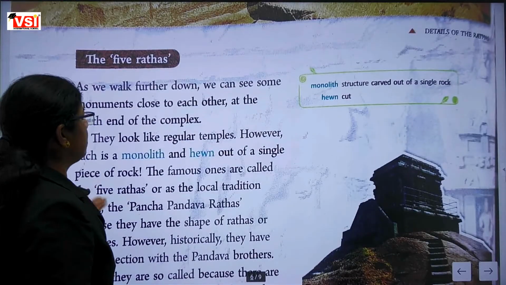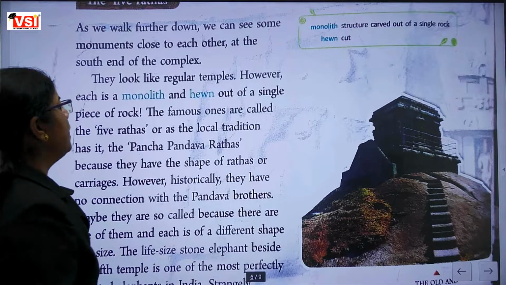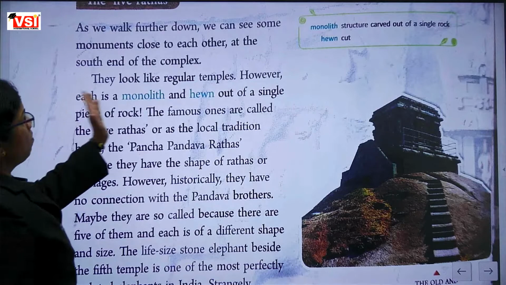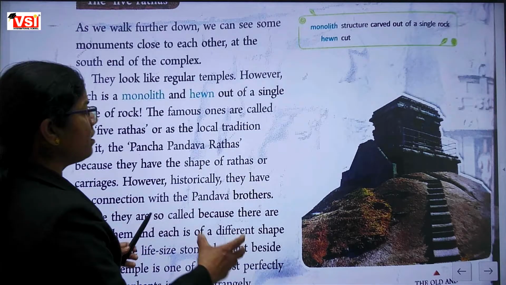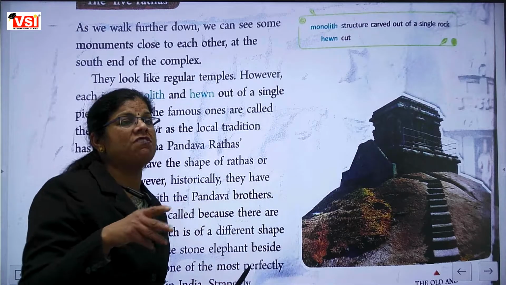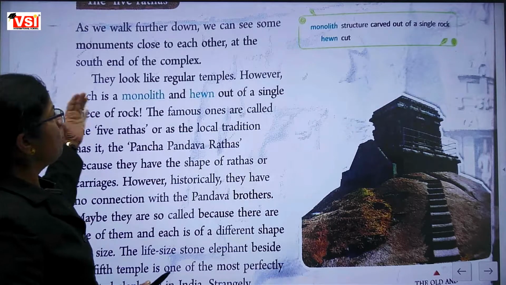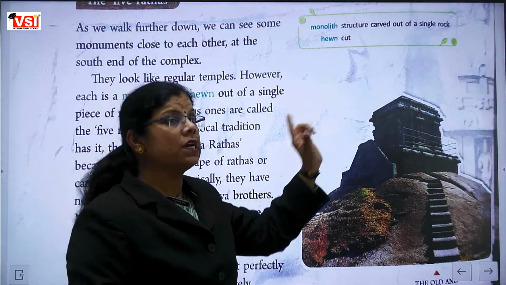They look like regular temples, as found in our area also. However, each is a monolith and hewn out of a single piece of rock. Monolith is a structure carved out of a single rock.